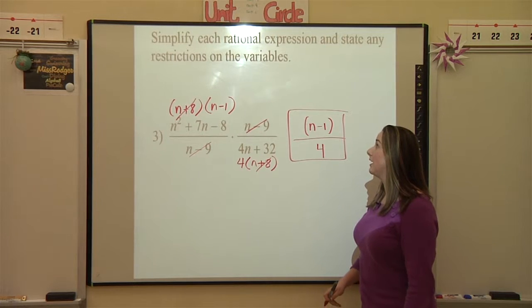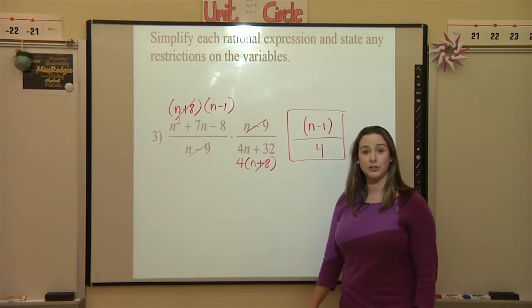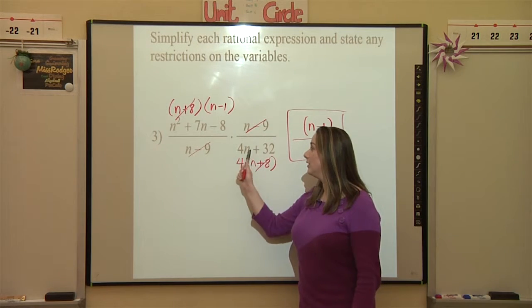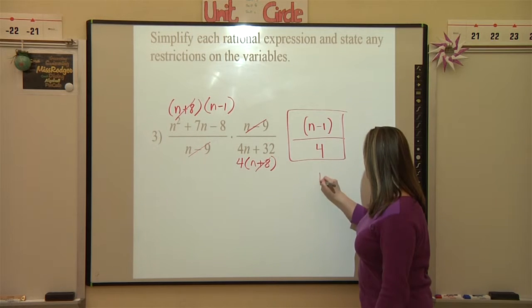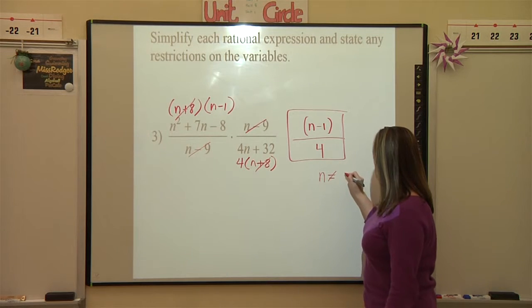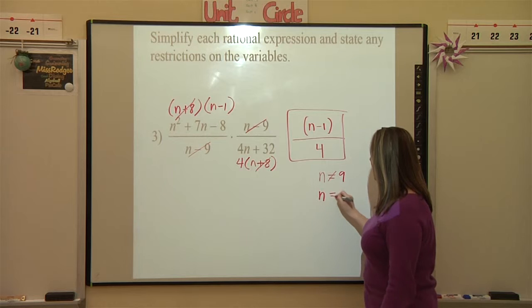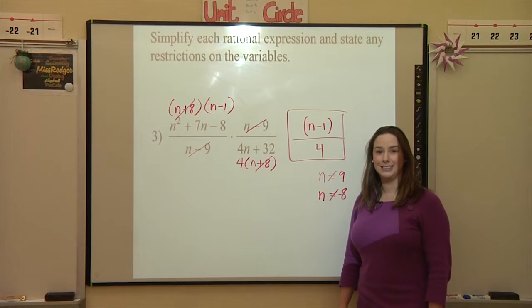Again, I want to think about restrictions on the variables. If I look at both denominators, I'm going to have n can't equal 9 and n can't equal negative 8.